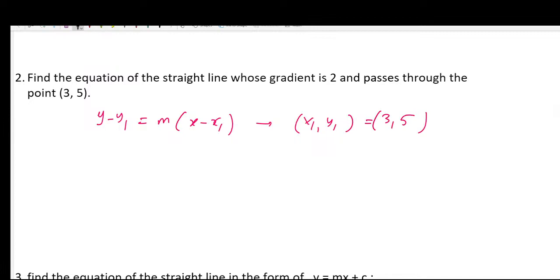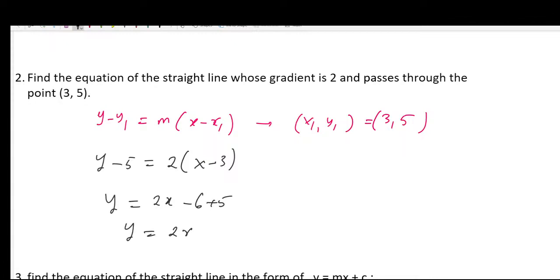So taking y minus y1, that is y minus 5. This is equal to m, the slope, which is 2. The gradient is 2. You have x minus 3, dear students. You simplify further, and we'll have y equals 2x minus 6 plus 5. So the equation will be y equals 2x minus 1, dear students.